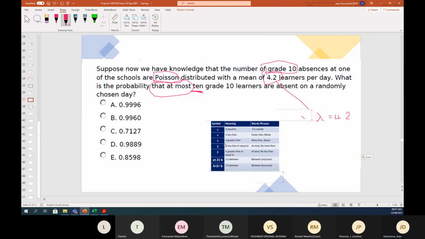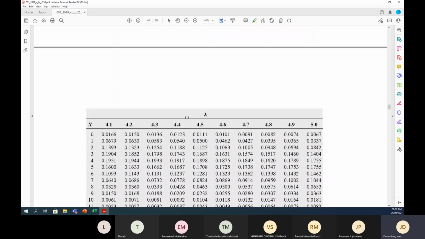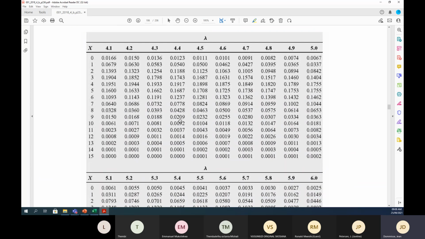So at most 10, so let's look at most. What is the probability that X is smaller or equal to 10? So 4.2 and then smaller or equal to 10.